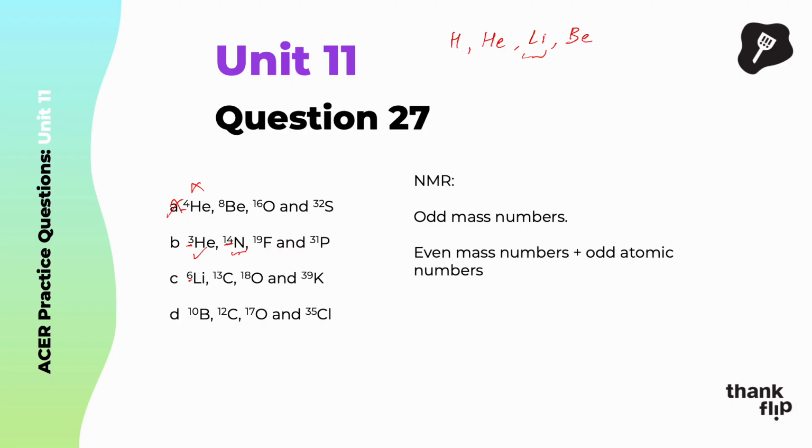So this one does show NMR. Then we have this odd number, so this does show NMR. Then we have 18 for oxygen. And oxygen, we know that it's 16. That's a pretty common one that we should know. So 16, this means that this one does not show NMR. So we can eliminate option C.